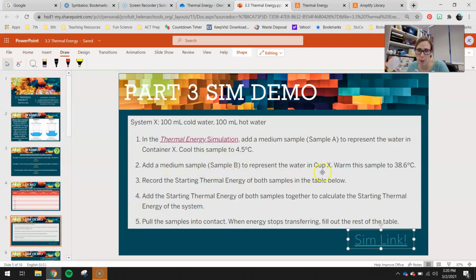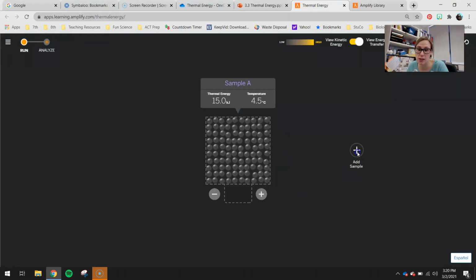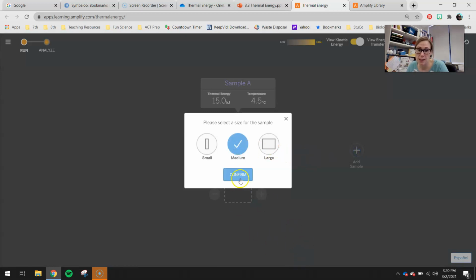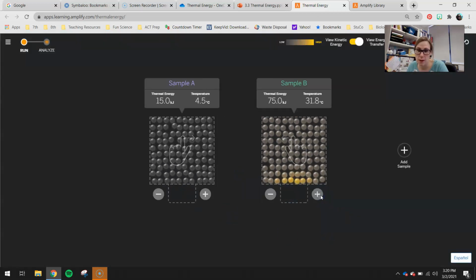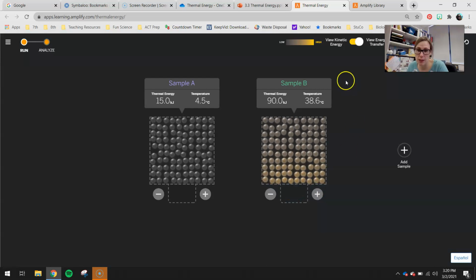Okay, and then my second one, record the starting, add a medium sample, so this is going to be sample B to represent the water in cup X. So this is going to be warm water. This is what goes in the cup. So that's going to be 38.6 degrees. Same size sample, except we're going to heat this one up and make it 38.6.